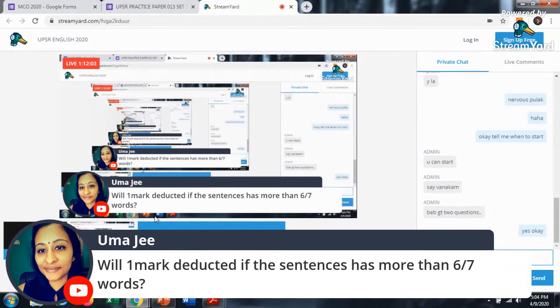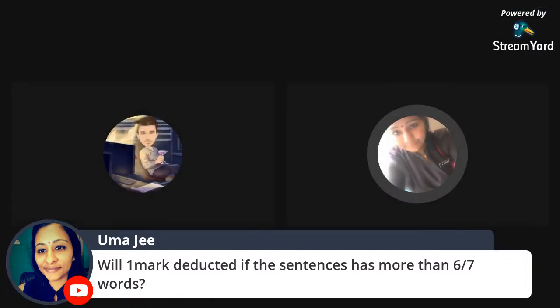In the sentence, marks won't be deducted for going over 6 or 7 words. I think you're asking about question 21, right? No, marks will not be deducted for the number of words. Marks will only be deducted for grammatical error, punctuation error, spelling error. They won't deduct marks otherwise. So you don't have to worry.